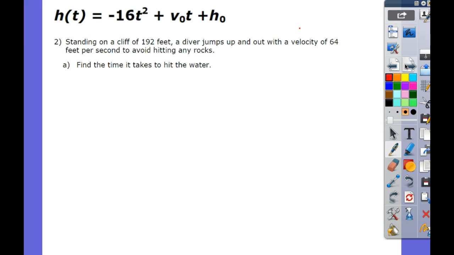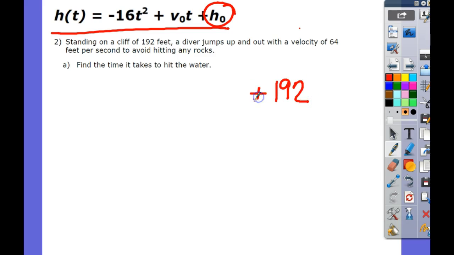Just say. Okay. So, here we have our equation. What does this stand for? The height that he starts with. What is the height that he starts with? 192. What does the V stand for? Initial velocity. He's got a push here to get started. So what is his initial velocity?